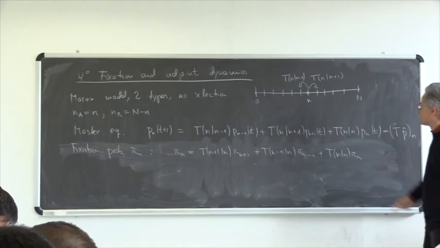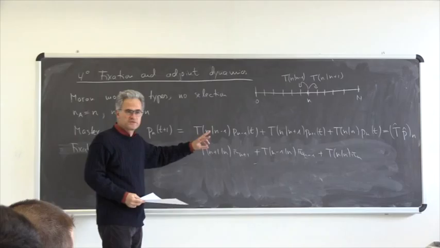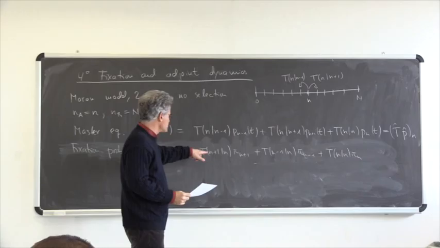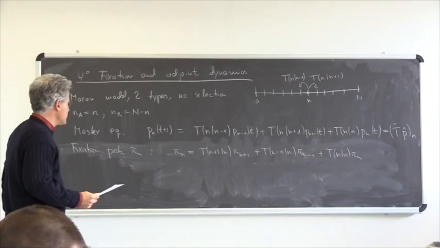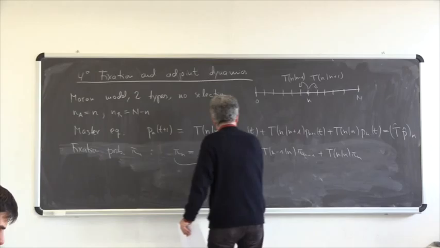And now you see that this looks similar to this thing, except that the transition matrix elements that appear here are slightly different. In fact, what appears here is the transpose of the matrix, right? This is the same term as that, and this is the same term as that, but rather than Tn n minus 1, you have Tn minus 1 n, okay? So this is also an eigenvalue problem, but it's an eigenvalue problem for the transpose matrix.